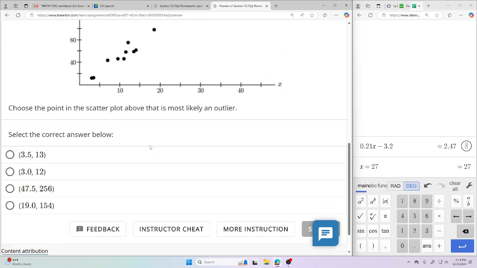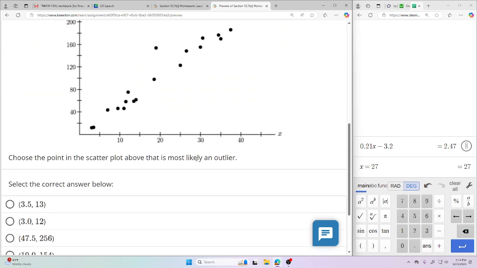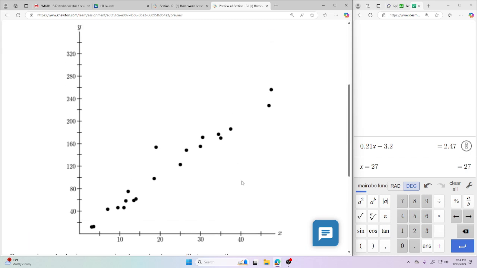Find outliers. Okay, so choose a point on the scatter plot that's most likely an outlier. So, I mean, I would say, which one? And you would say, that one. Right? Isn't that the answer? It's always the answer. So, is it this guy? Is he an outlier? Yeah. Maybe these guys too, because they're kind of far away from all the rest of the group.